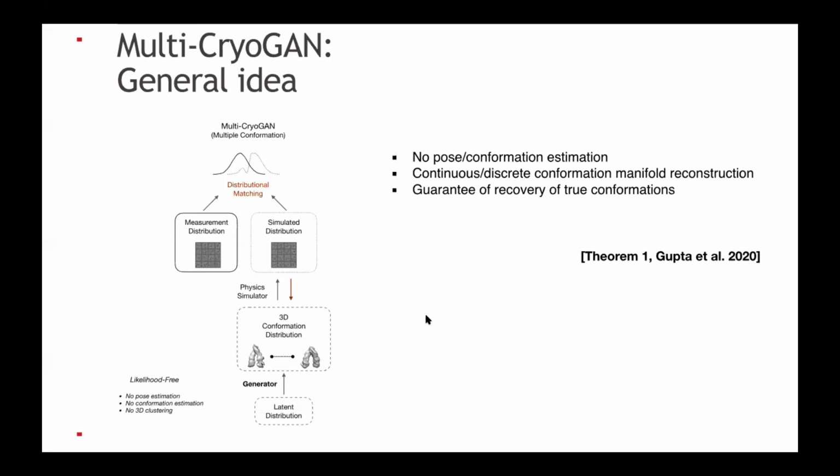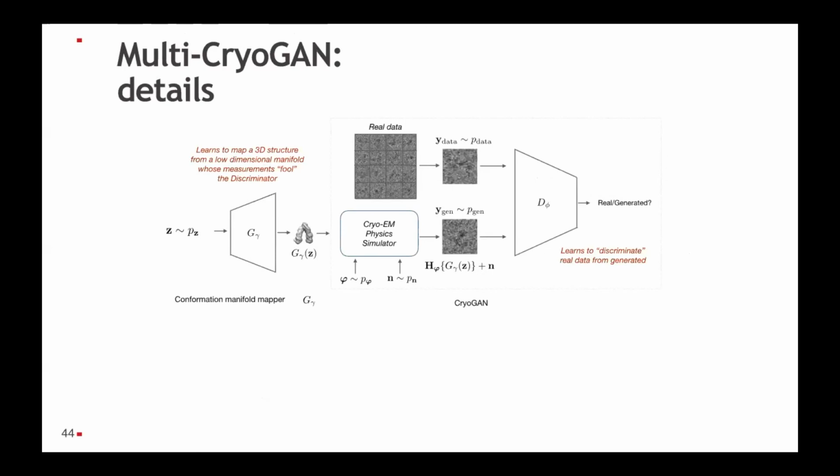Just like CryoGAN, we don't need to estimate pose or conformation, and this method can recover both discrete or continuous conformation manifolds. Similar to CryoGAN, we have the guarantee of recovery of the true conformation, and the proof is quite similar to CryoGAN.